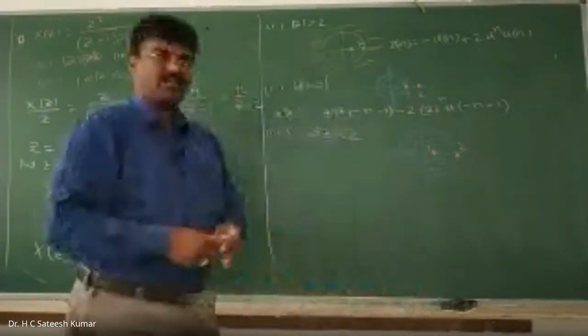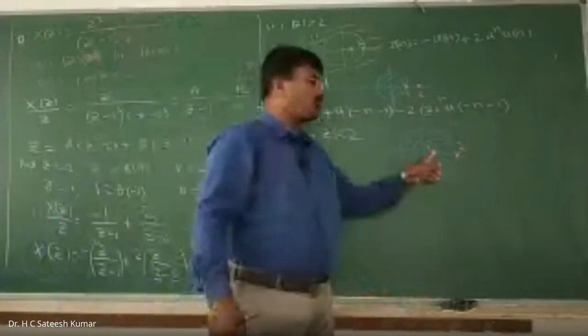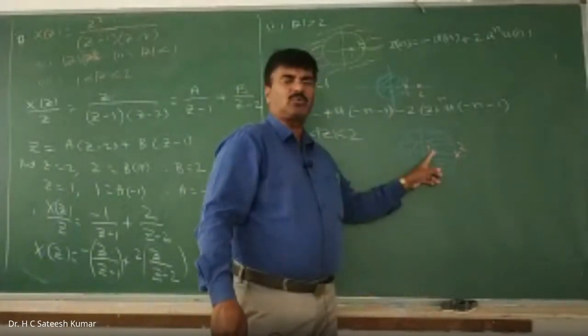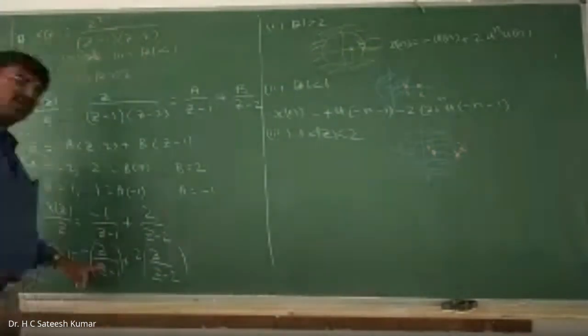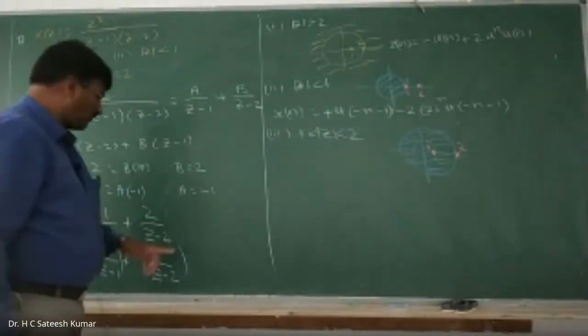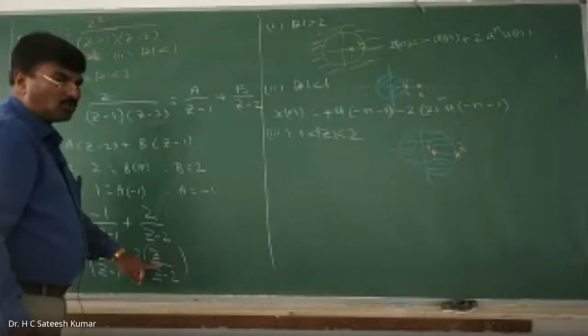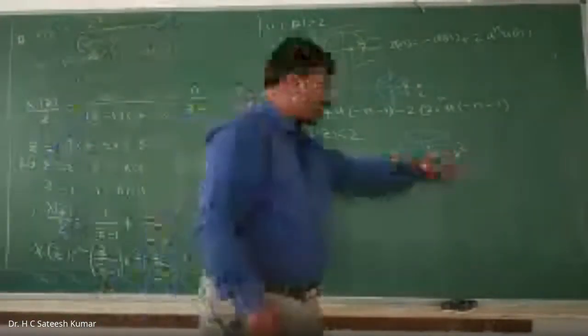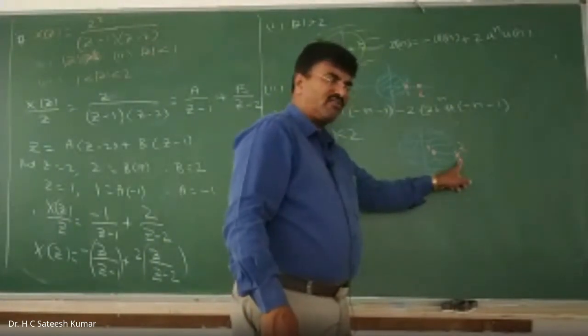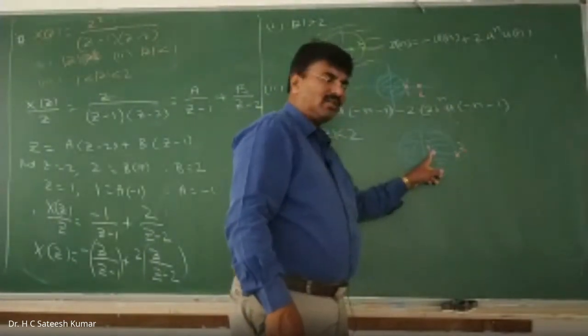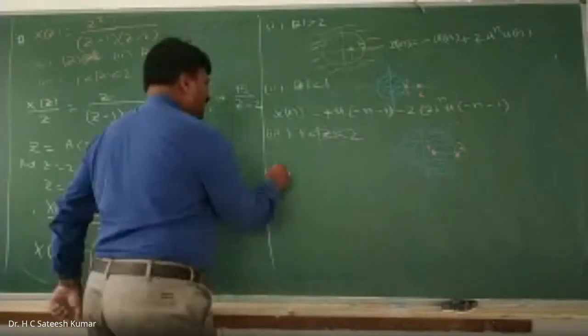Now, what is it that we said? The term corresponding to the pole whose pole radius is less than the ROC leads to a right-handed sequence. That means the first term leads to a right-handed sequence. The term corresponding to the pole whose pole radius is greater than the ROC leads to a left-handed sequence. That means this one leads to a left-handed sequence.